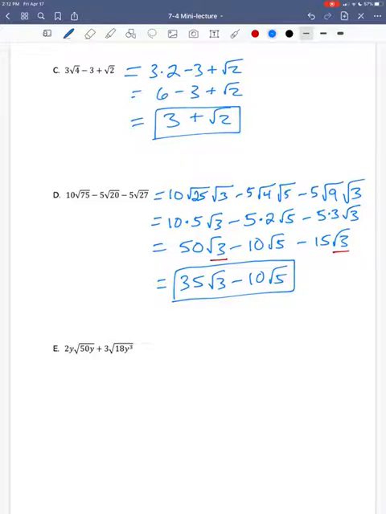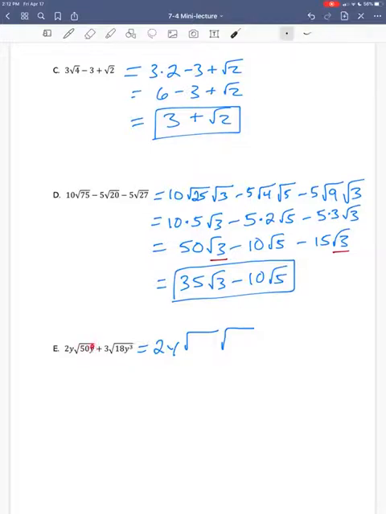Okay, part E here. There's some variables involved. Don't let that distract you or intimidate you. I'm still going to try to break into separate square roots. Now, we talked about a variable is a perfect square if its exponent is a multiple of 2. Or if it were a cube root, I'd want to look for something I could divide by 3. If it were a fourth root, I'd want to divide by 4.